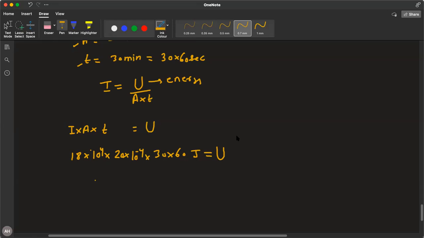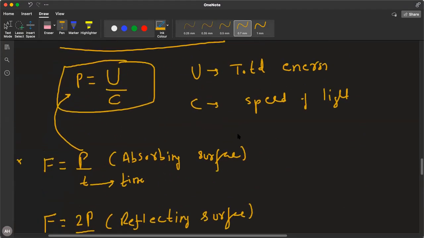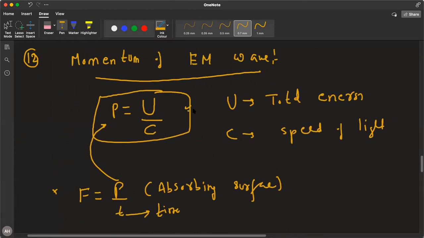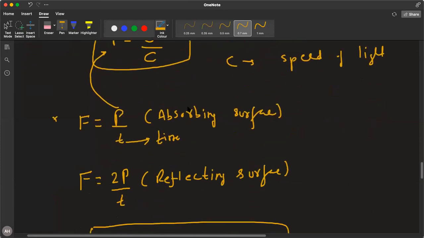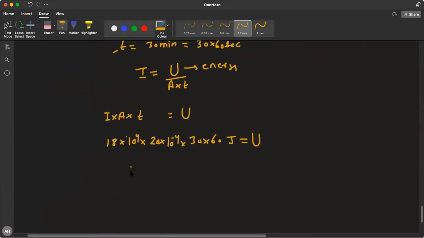Sania, do you remember any expression for momentum of EM wave? No, sir. See, you just have it. This is the expression. This is momentum. So the momentum carried by EM wave is total energy of EM wave divided by speed of light.